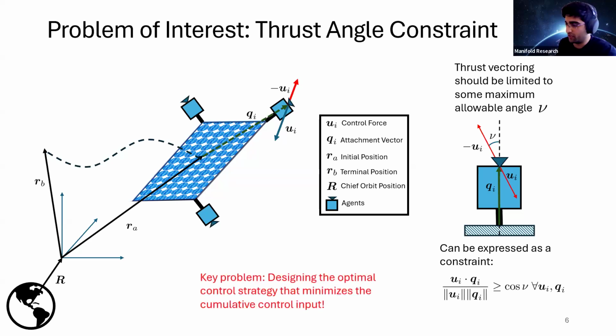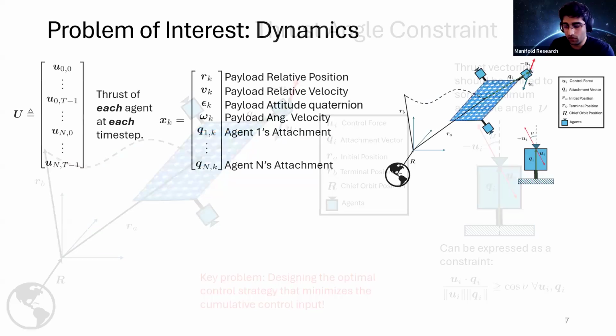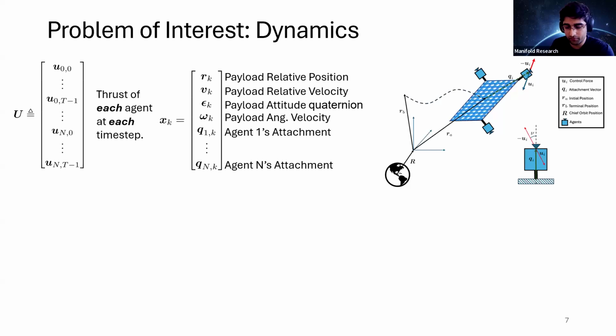And the key problem that we're looking at is designing an optimal control strategy that respects these important constraints. Okay. One more preliminary thing that I need to go over before we get to the problem of interest is what are the dynamics of the scenario that we're talking about?